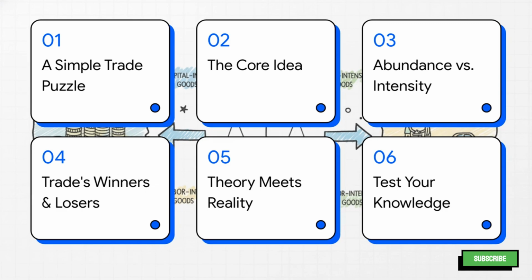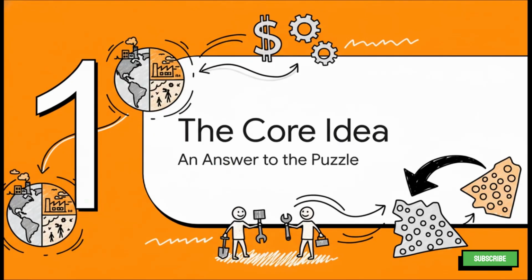So here's how we're going to do it. We'll start with this puzzle, then get to the core idea that solves it. We'll break down two key concepts, abundance versus intensity, and then look at who actually wins and loses from trade. After that, we'll see if this theory holds up in the real world, and we'll finish up with a quick quiz to check your understanding. All right, first up, let's get right to it, the core idea.